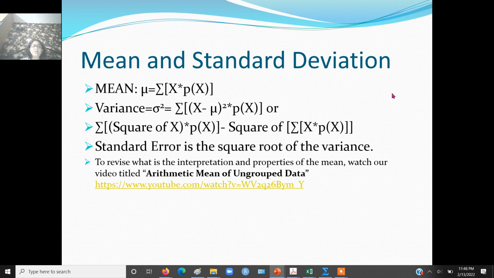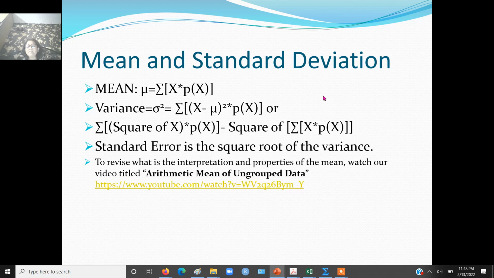Next we have the concept of mean and standard deviation. The mean of a random variable is simply, you can say, its long run expectation, or its expected value. Similarly, the variance is the variation around the average value.